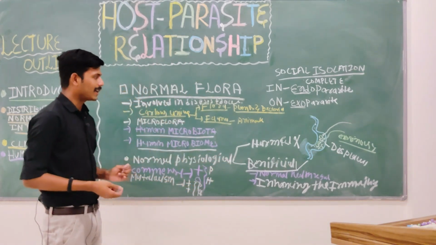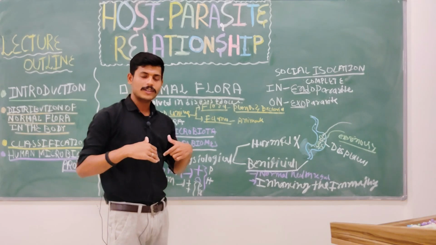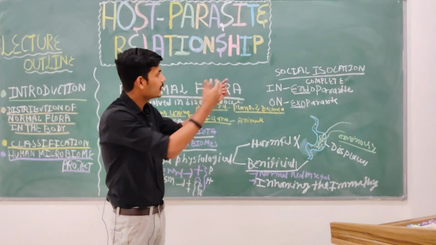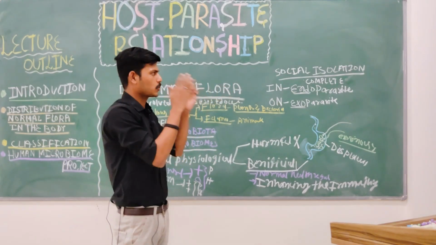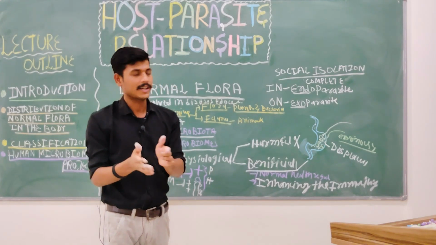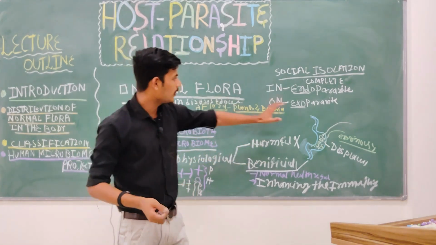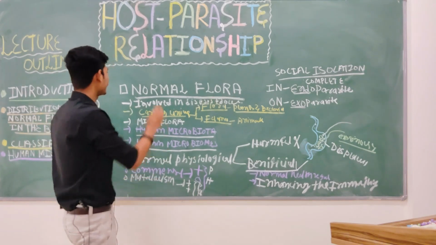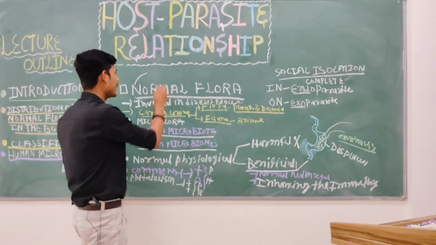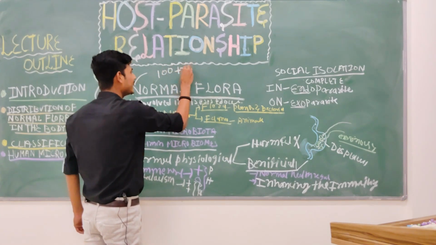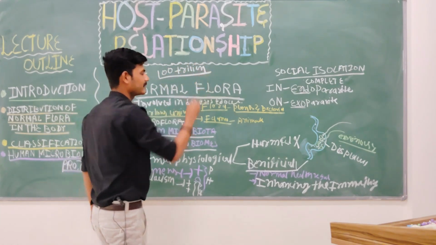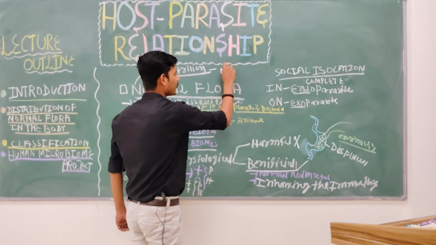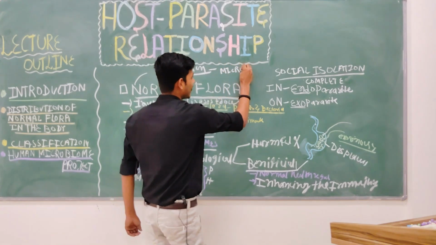Now let's summarize it once again. What we studied is that we cannot live isolated. As far as complete isolation is concerned, socially you can isolate, mentally you can isolate, but at the micro level you cannot isolate. Why is this normal flora interesting? There is an estimate that 100 trillion, this is a large number, 100 trillion microflora are residing in us.